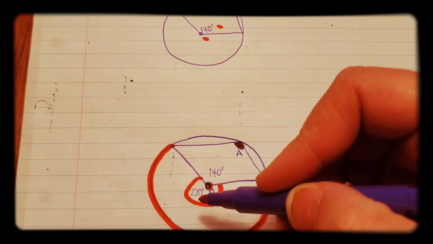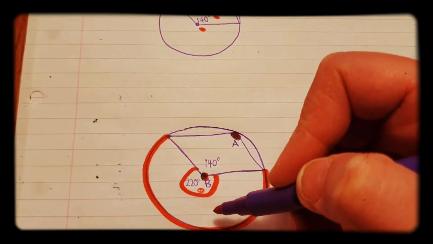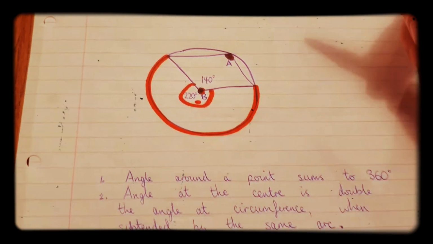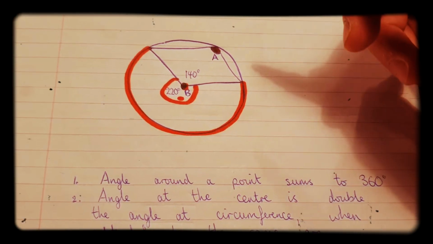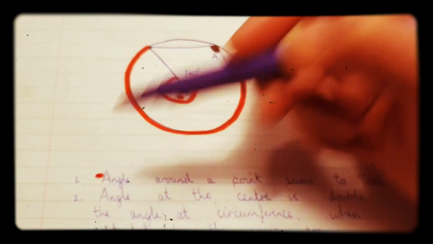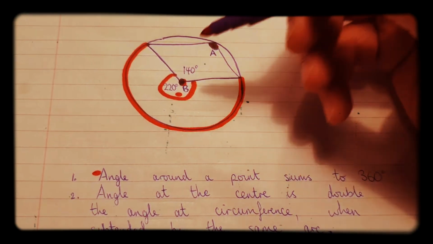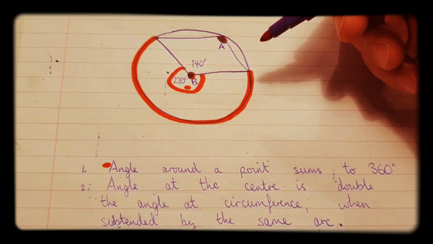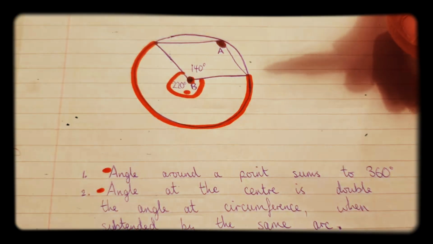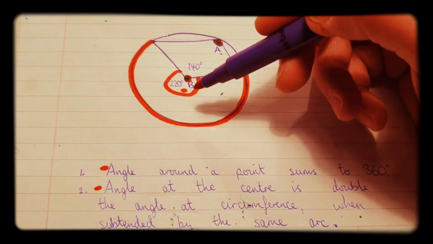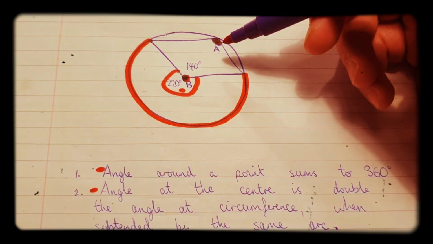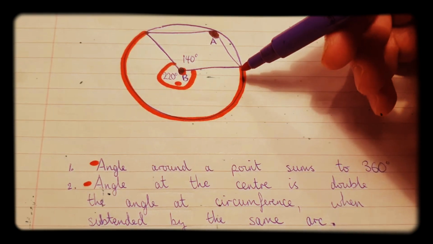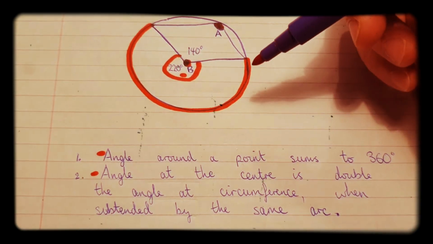Now we can see that this angle is going to be 220 degrees because angles round a point add up to 360. So this is what you need to do to solve the question. First of all, the angle around a point sums to 360. So this angle here becomes 220. And then the angle at the center of the circle is double the angle at the circumference when it's subtended by the same arc, which these two angles are. They have the same arc underneath them.